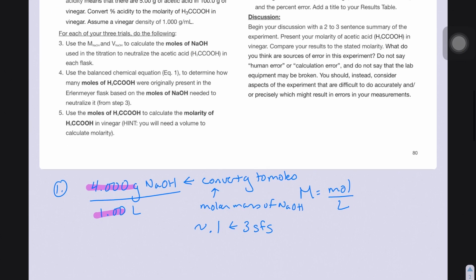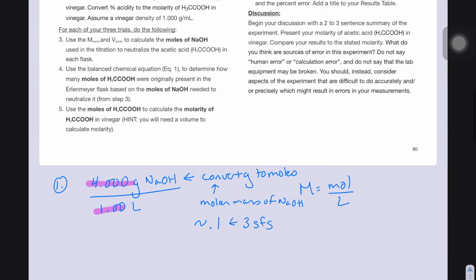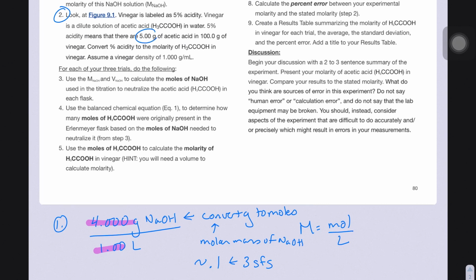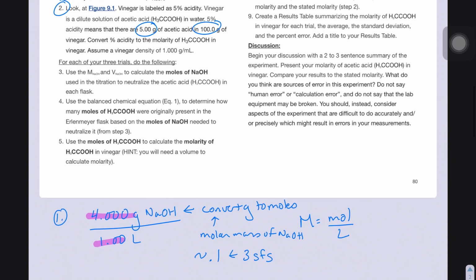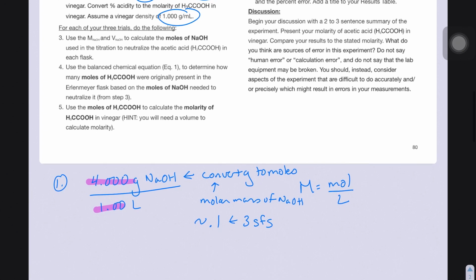So let's look at the bottle. The bottle here says that acetic acid is 5% acidity. What that means is that we have 5 grams of acetic acid in 100 grams of vinegar, or you could say it's 0.05 grams in 1 gram. So what we did in step 2 is we told you it means there's 5.00 grams in 100.0 grams of vinegar. So we're going to convert that to a molarity using a density of vinegar of 1.000 grams per mL.